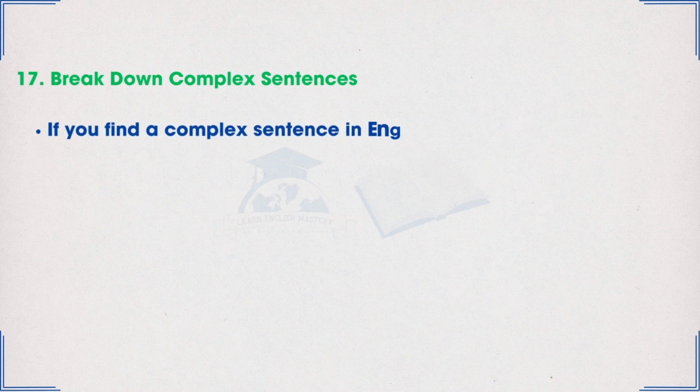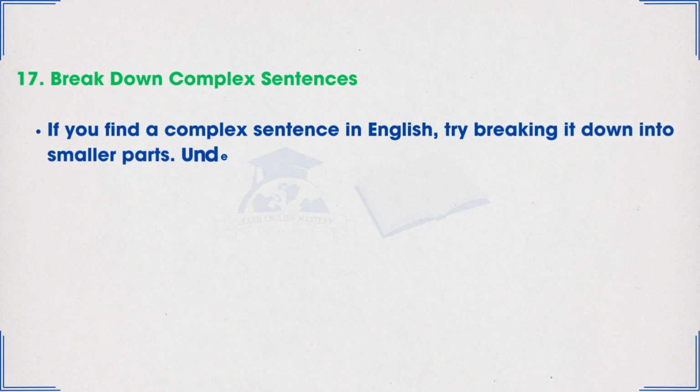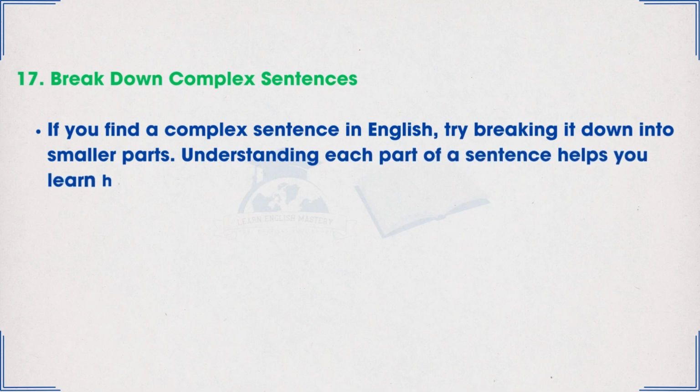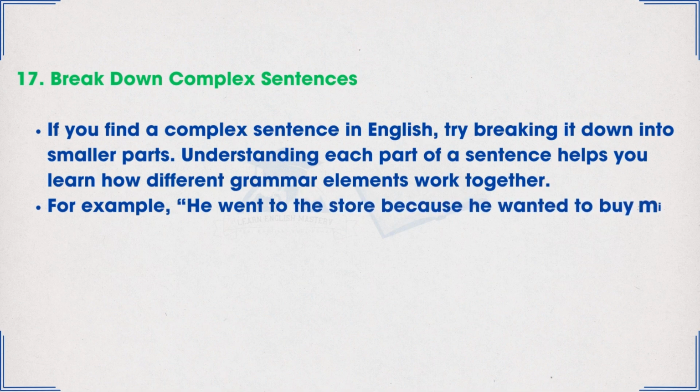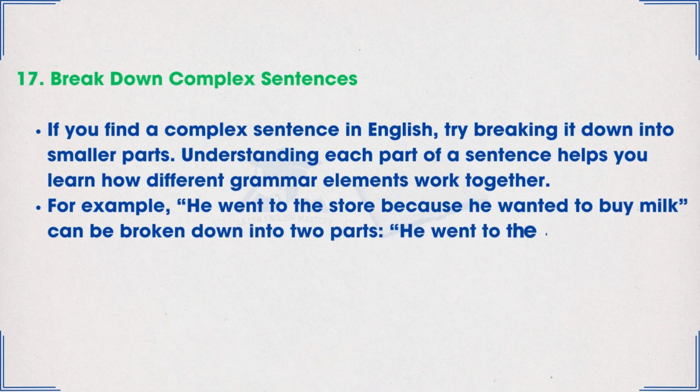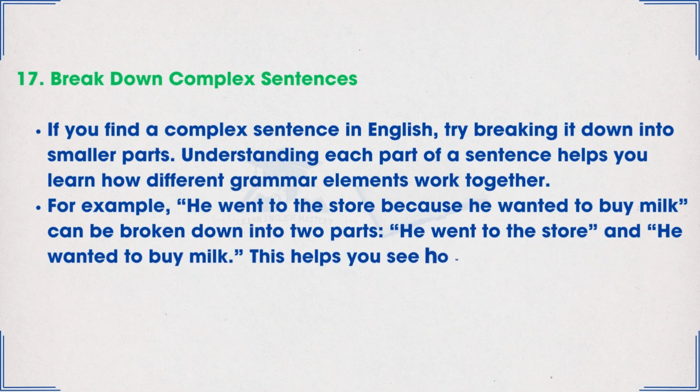17. Break down complex sentences. If you find a complex sentence in English, try breaking it down into smaller parts. Understanding each part of a sentence helps you learn how different grammar elements work together. For example, "He went to the store because he wanted to buy milk" can be broken down into two parts: "He went to the store" and "he wanted to buy milk." This helps you see how each part connects.